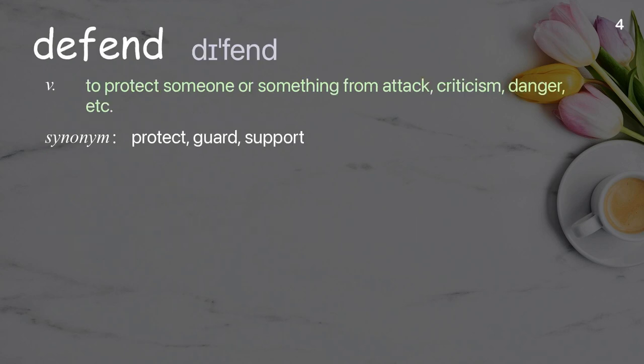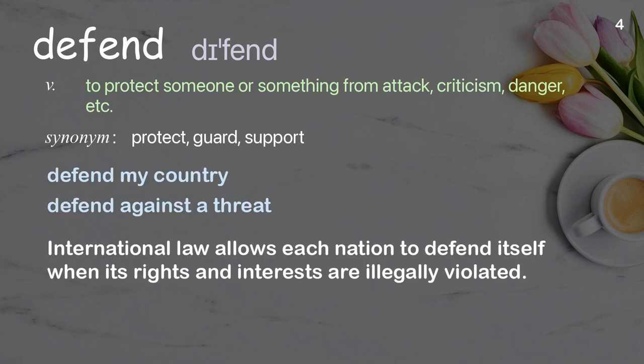Defend. To protect someone or something from attack, criticism, danger, etc. Examples. Defend my country. Defend against a threat. International law allows each nation to defend itself when its rights and interests are illegally violated.